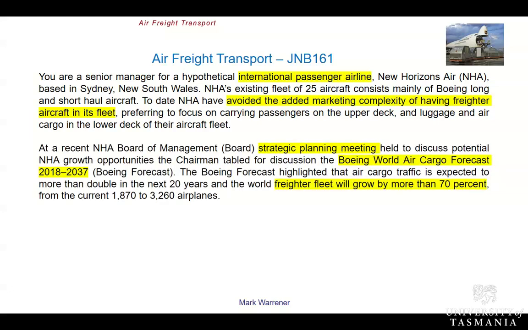Anyway, at the last strategic planning meeting, the facilitator brought along an interesting document. And that document was the Boeing World Air Cargo Forecast, 2018 to 2037. And that was quite insightful to the senior staff that were sitting around the strategic planning process, because it indicated that freighter fleet is expected to grow more than 70% in the next 20 years, which got them thinking about whether they should have a freighter in their fleet.